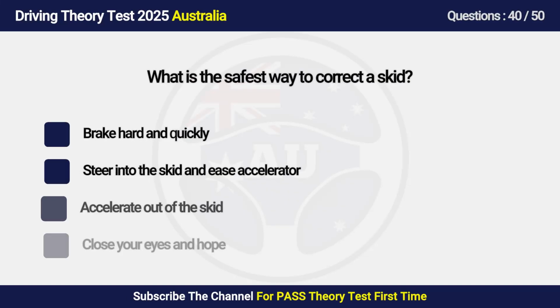Question 40. What is the safest way to correct a skid? A. Brake hard and quickly. B. Steer into the skid and ease off the accelerator. C. Accelerate out of the skid. D. Close your eyes and hope.